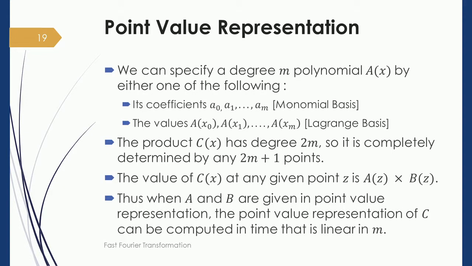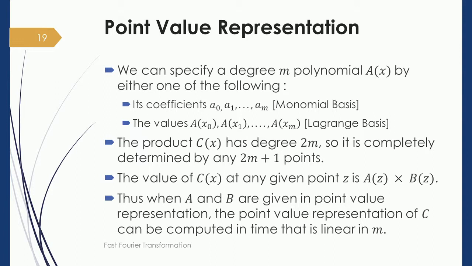Recall that we can specify a polynomial of degree m by either one of two representations. The coefficient representation is essentially the representation of the polynomial in the monomial basis, and the point value representation is the evaluation of the polynomial at select interpolating points x sub 0, x sub 1, and so on. So that would be the coordinates of the polynomial in the appropriate Lagrange basis.